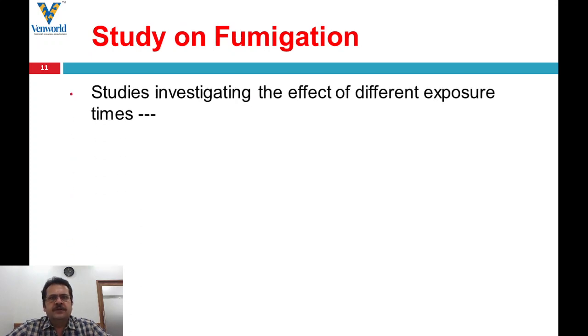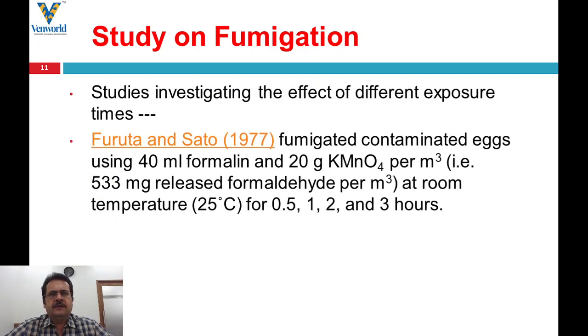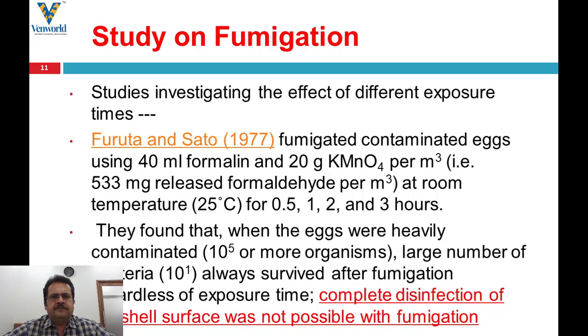In a study on the fumigation of contaminated eggs, there is a reference that contaminated eggs were fumigated with formalin 40 ml and 20 gram potassium permanganate per cubic meter of area for half an hour, 1 hour, 2 hours, and 3 hours. It was found that when the eggs were heavily contaminated, with more than 10 raised to the power 5 log of organisms, a large number of bacteria always survived after fumigation, regardless of exposure time.